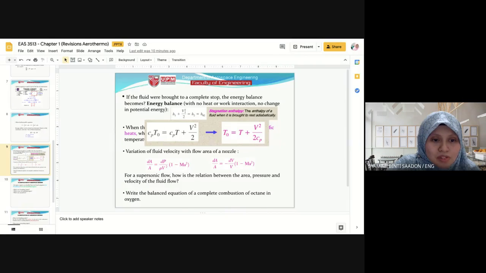We have to use a CD nozzle to get supersonic speed. Otherwise the flow will not increase to supersonic speed if you don't use the divergent duct, the nozzle.